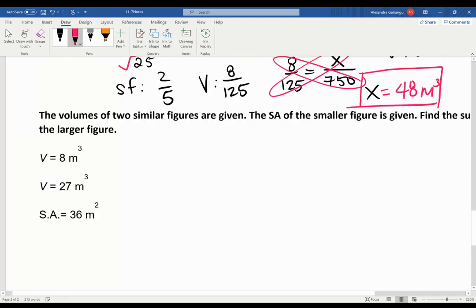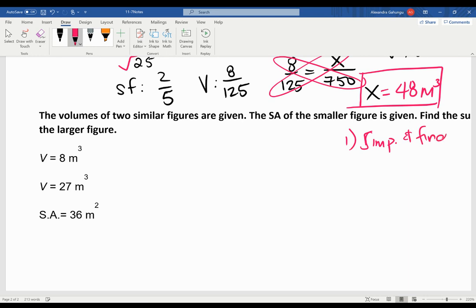Next one, same idea. We are now given the volume. We just got to go back to scale factor. We just got to make sure. So first thing, simplify and find scale factor. And then for this one, we're eventually going to work towards the surface area. So find ratio of the areas. And then we'll set up our proportion.